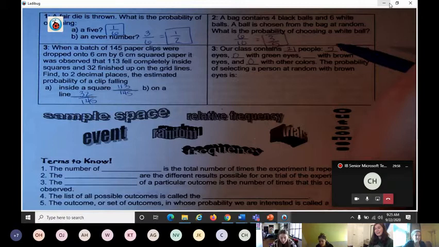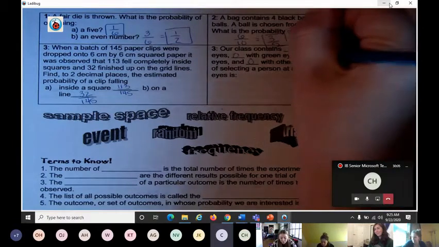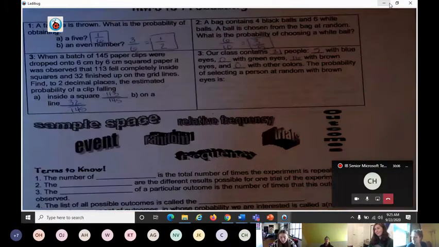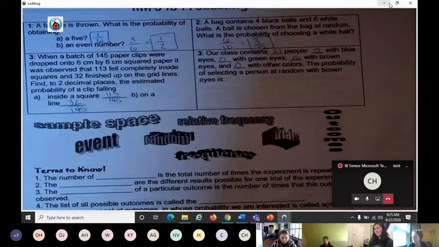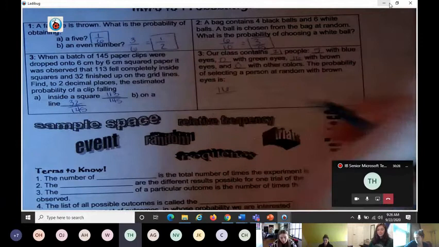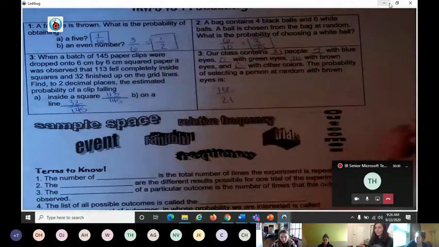Anybody? Shout it out. 16. Thank you. 16. Okay, so then it says the probability of selecting a person at random with brown eyes will be what, Ted? 16, right? 16 out of what? Oh, 16 out of 21. Good job. And then that's all it asks.